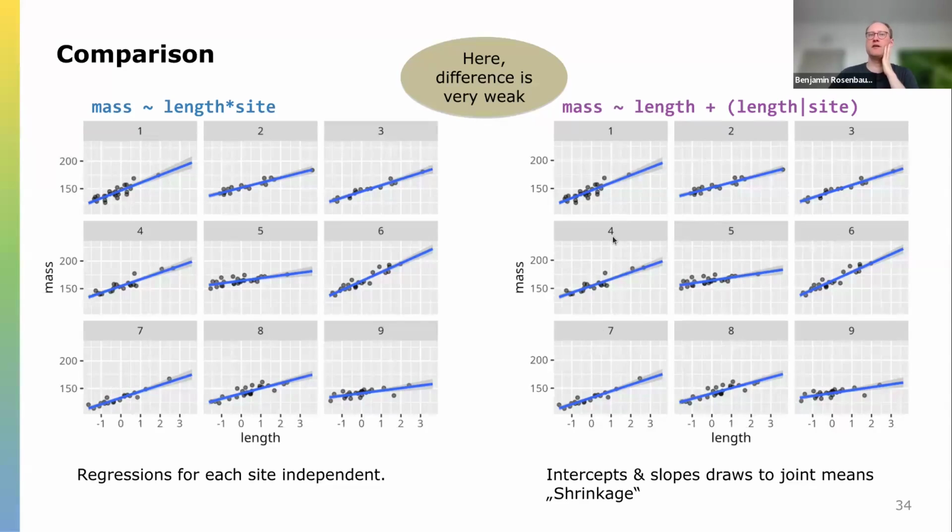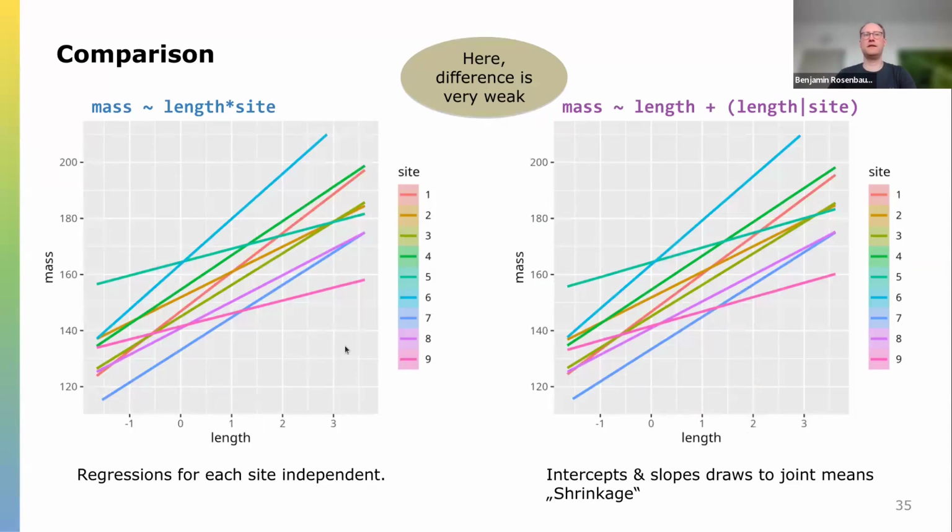Here you can't see it in these pictures because the differences are very minor. But here not only the intercepts, but also the slopes are drawn towards this overall joint mean. And again, we sometimes call this shrinkage, the shrinkage of parameters towards their joint mean. Again, the difference here is quite minor. At least I can't spot the difference by eye.